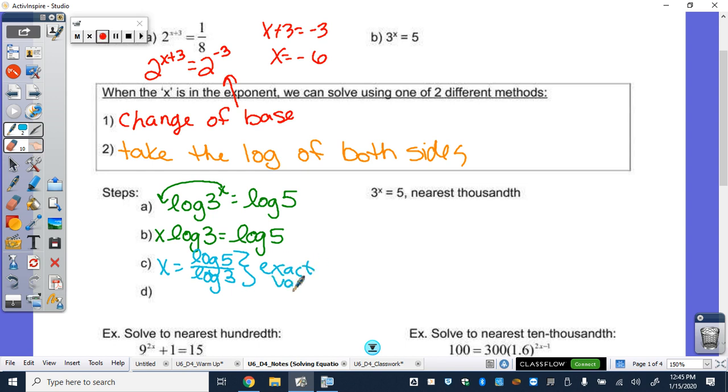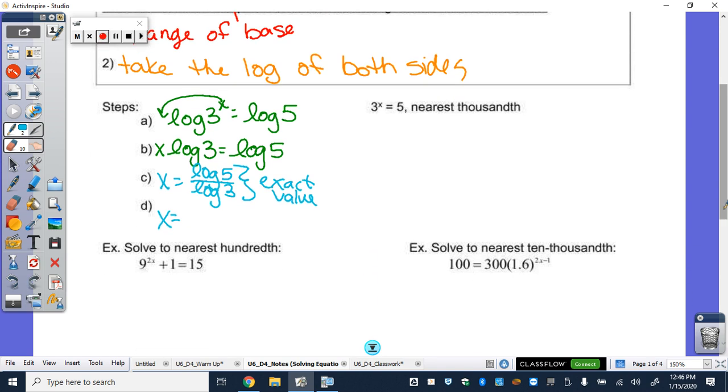This is what we would refer to as the exact value. So if you were asked for the exact value answer, that's what they would be looking for. And this one would be log 5 divided by log 3. Go ahead, type that in your calculator. Let's get our answer to the nearest thousandth. Log of 5 divided by log of 3. So 1.46, I believe it rounds to 5, right?